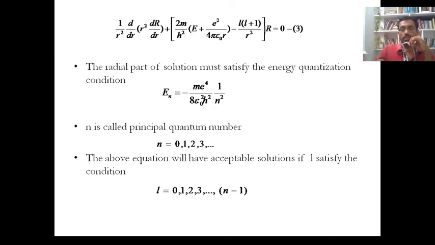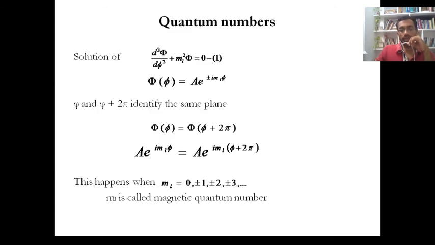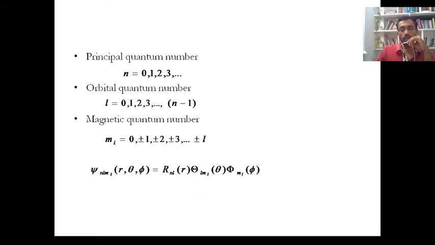And we got another quantum number, that is the magnetic quantum number, from the equation of phi, and from that we can write that the ml value will be 0, plus or minus 1, plus or minus 2, plus or minus 3, etc.